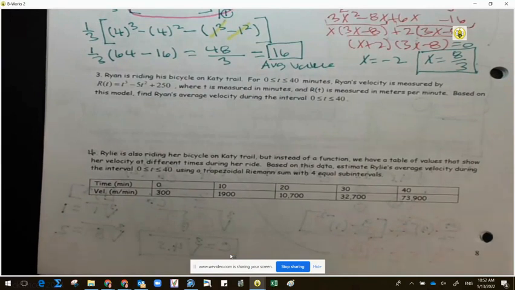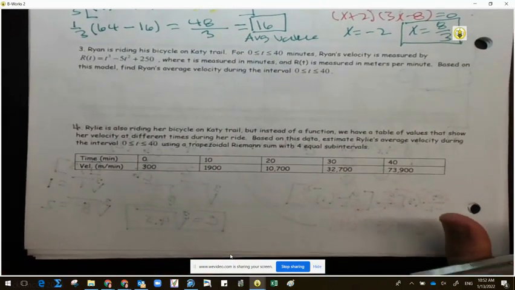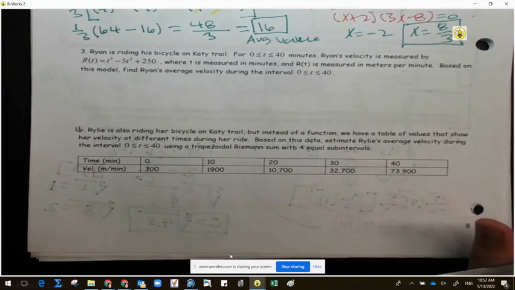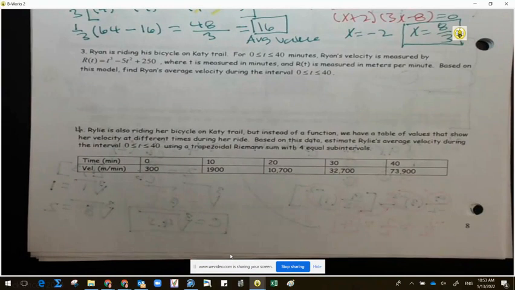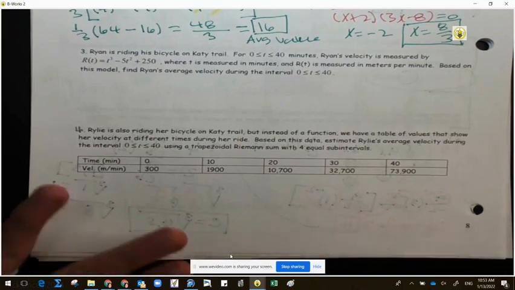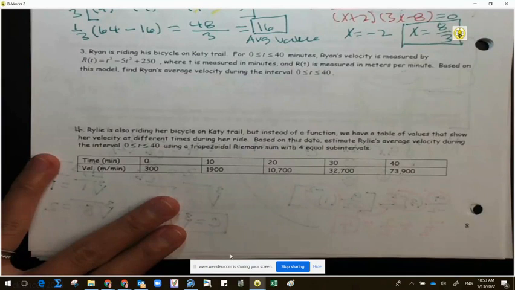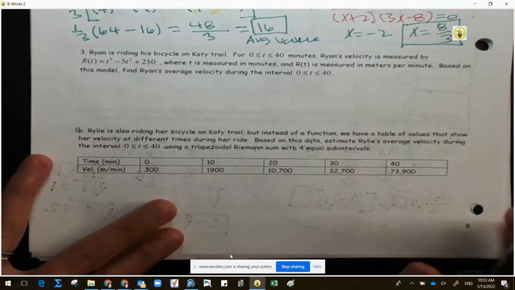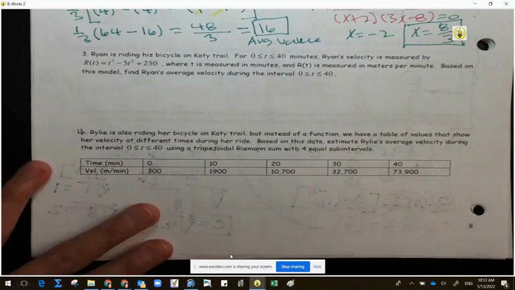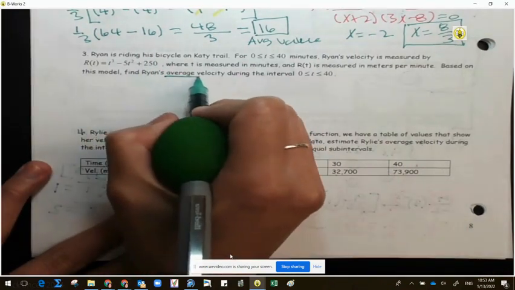All right, let's go on to number 3. Gianza, let's read. Ryan is writing this classical in for 0 is less than or equal to t, which is less than or equal to 40 minutes. Ryan's velocity is measured by r of t equals t minus 5t squared plus 250, where t is measured in minutes and r of t is measured in meters per minute. Based on this model, find Ryan's average velocity during the first one, 0 is less than or equal to t, which is less than or equal to 1. Let's underline average velocity.